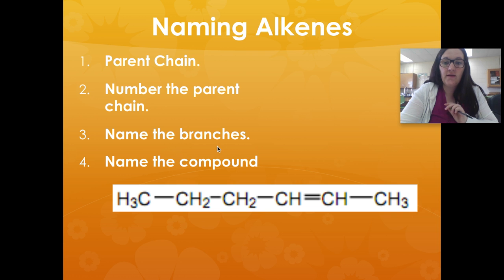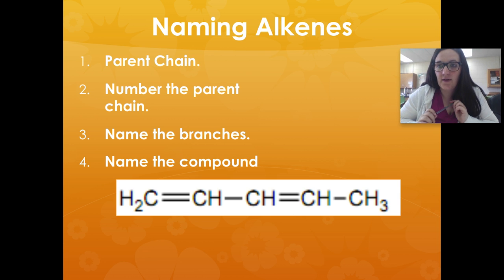So on my parent chain, I'm going to look at which carbon my double bond comes after. So my double bond is right here, which comes after the 2nd carbon. So this would be 2-hexene, because there are 6. And that's the name of my compound because there are no side chains on this one. So this one's just 2-hexene.